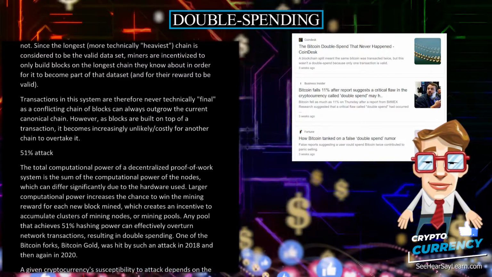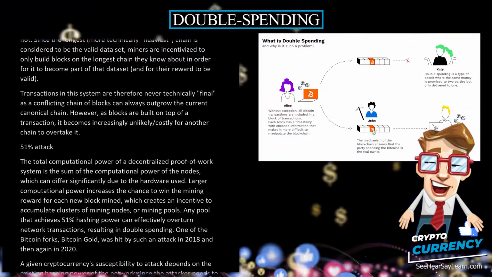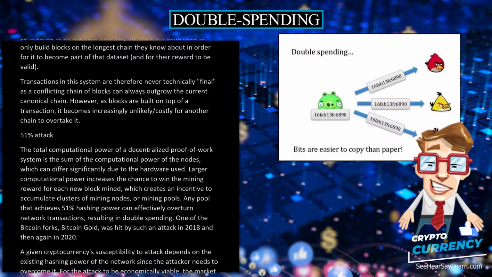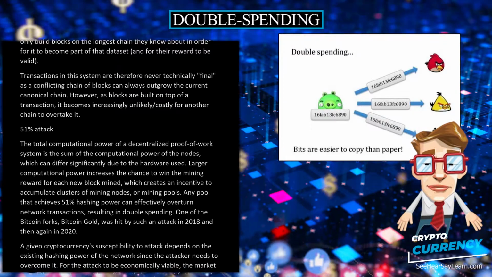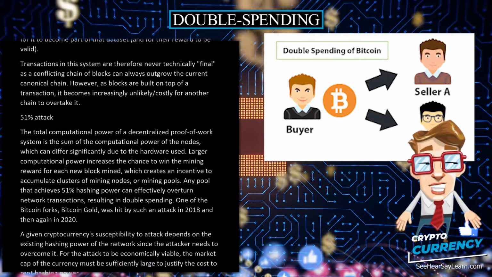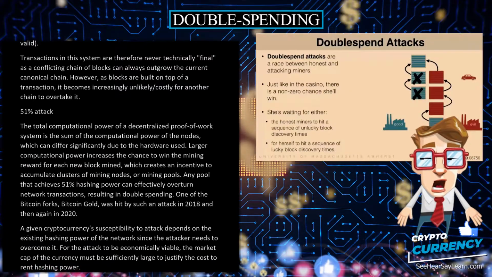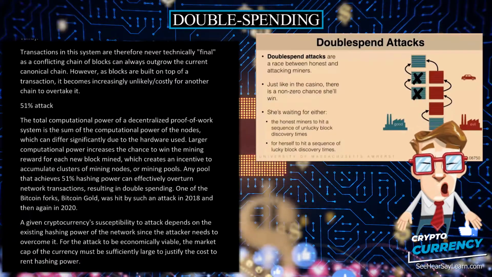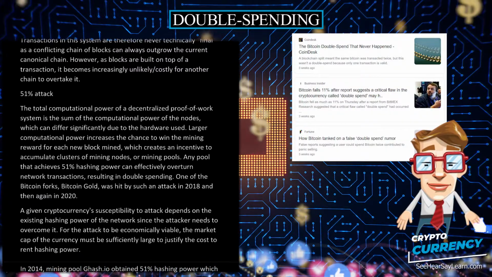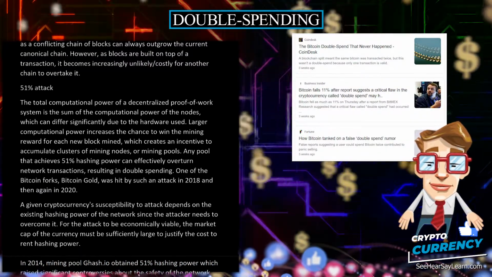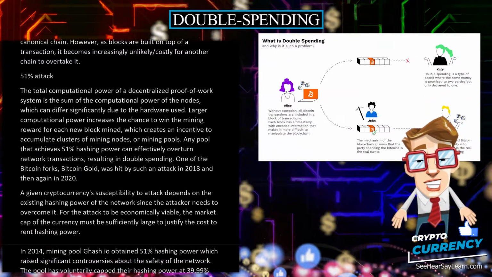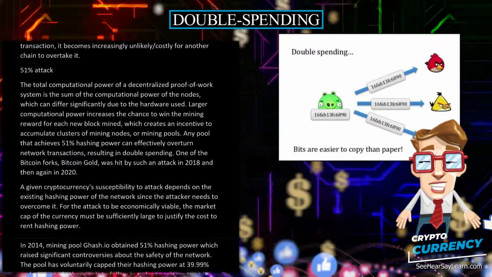The total computational power of a decentralized proof-of-work system is the sum of the computational power of the nodes, which can differ significantly due to the hardware used. Larger computational power increases the chance to win the mining reward for each new block mined, which creates an incentive to accumulate clusters of mining nodes, or mining pools. Any pool that achieves 51% hashing power can effectively overturn network transactions, resulting in double spending. One of the Bitcoin forks, Bitcoin Gold, was hit by such an attack in 2018 and then again in 2020.